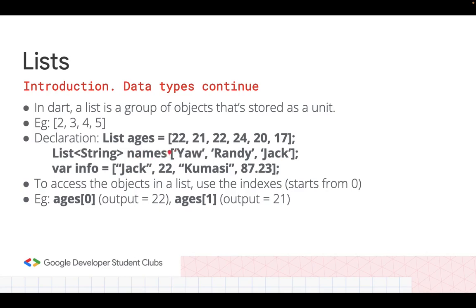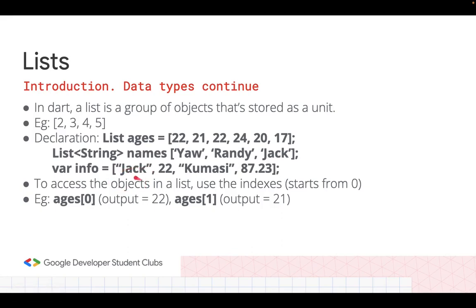Sorry, there's supposed to be an equal sign over there. Then it's equal to the names Yao, Randy, and Jack. Then yes, that's that. Then we can also use var to define lists.